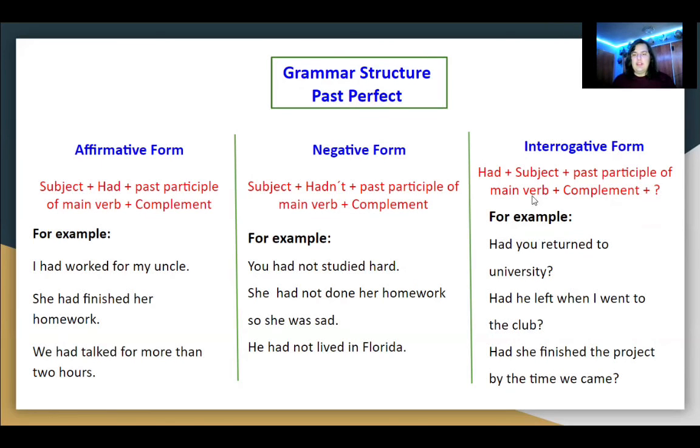Had she finished the project by the time we came? Had, she is the subject, finished is the past participle of main verb, and the project by the time we came is the complement and the interrogation mark. Thank you.